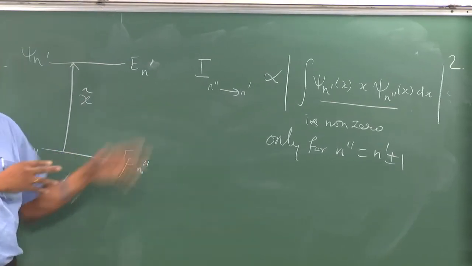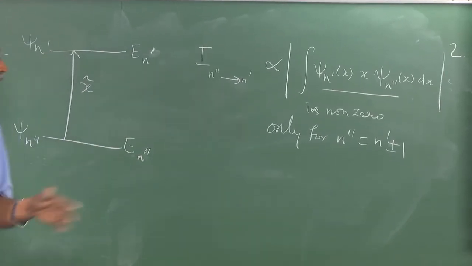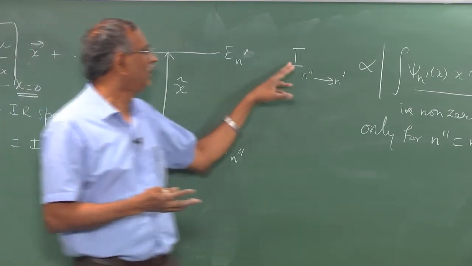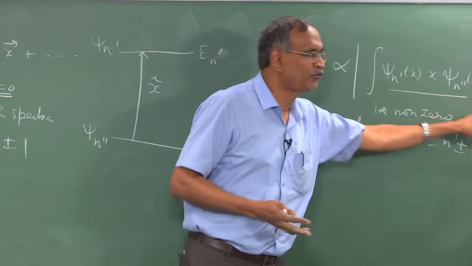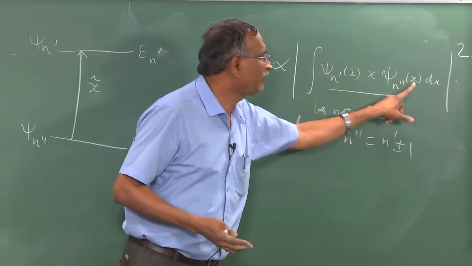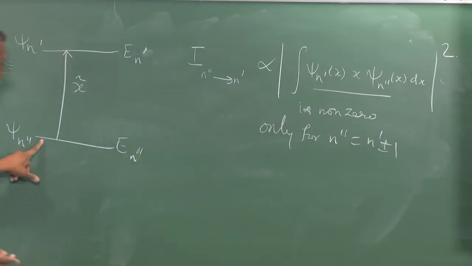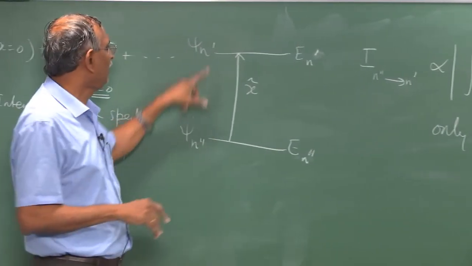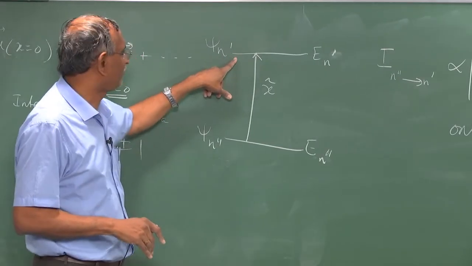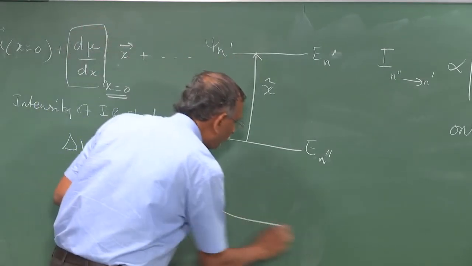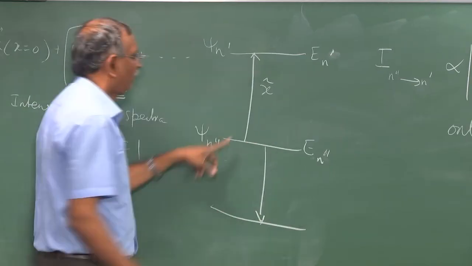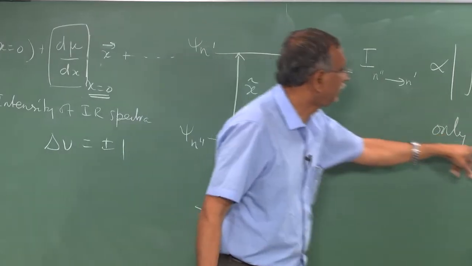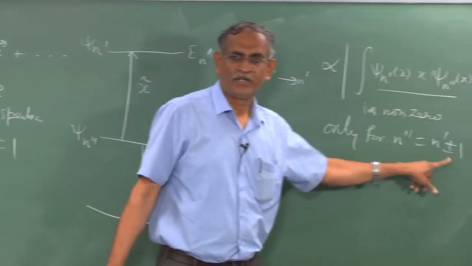I might have talked about this in the lectures earlier. If I didn't, this is how we actually calculate the vibrational intensity. The intensity is proportional to the square of what is called the matrix element between the state psi n double prime, one of the energy states, and its next state psi n prime, and therefore this is also possible. This is absorption, this is emission. Therefore, delta V can be plus or minus 1.